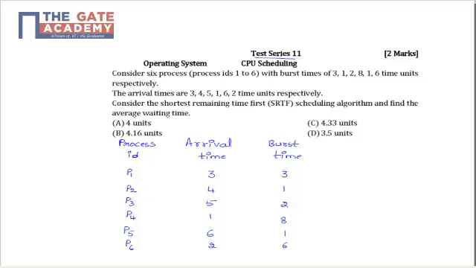Hi friends, this question is from test series 11. Subject name is operating system and the topic name is CPU scheduling and it is of 2 marks. Let us see the question.